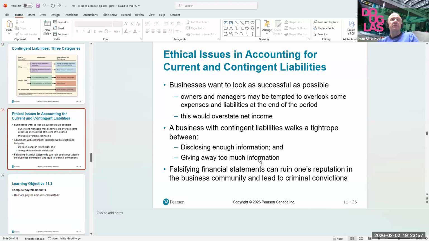The ethical issue that comes from this contingent liability is: which interest are we protecting when we're doing those journal entries? The other thing is, do we have enough information to disclose, or too much information to disclose? So we have to disclose the right amount.